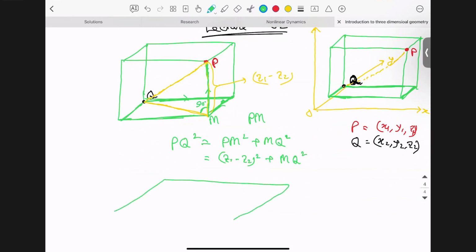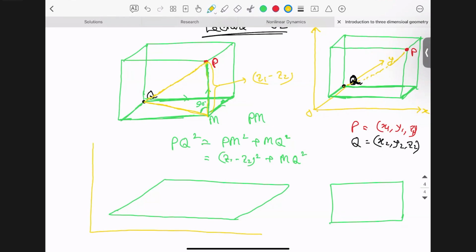Now I have drawn a plane in 3D. Naturally the plane looks like a rectangle, but I have drawn it on a 3D surface, so it looks like this. Don't get confused by this. This is not a 2D surface, it is 3D. You can say this one is our z axis, this is our y axis, and this is our x axis. Sorry, this is your y axis, this is our x axis.